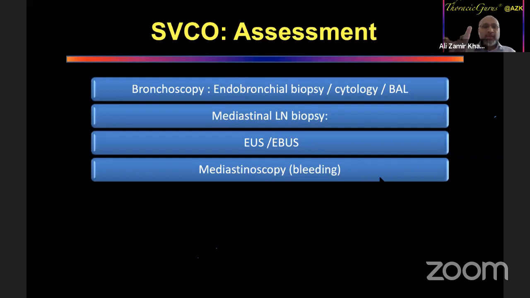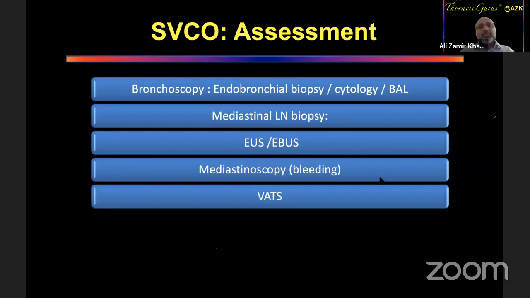So in the exam, if anybody ever asks you whether you should do mediastinoscopy, say no. Say I would do EBUS, EUS, or an ultrasound-guided biopsy or a CT-guided biopsy. But mediastinoscopy is a real problem. In fact, many a times when they have not been able to get a diagnosis and they want me to get a diagnosis, I have actually preferred to do a biopsy by VATS.